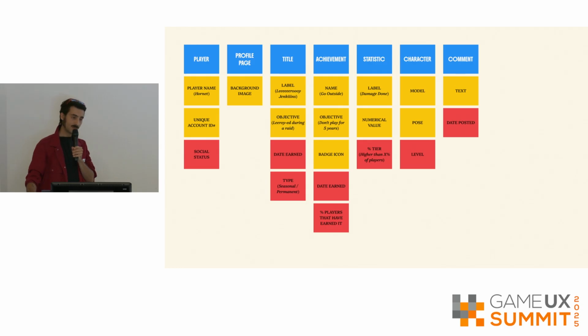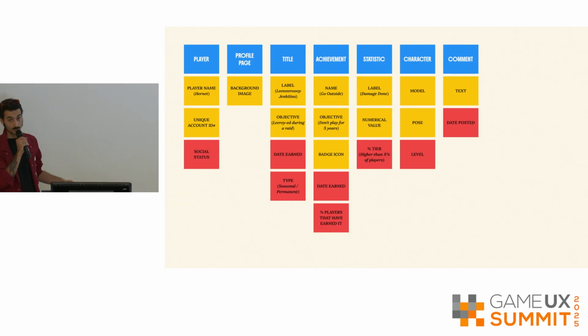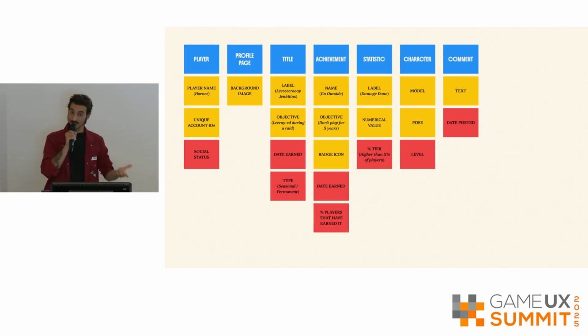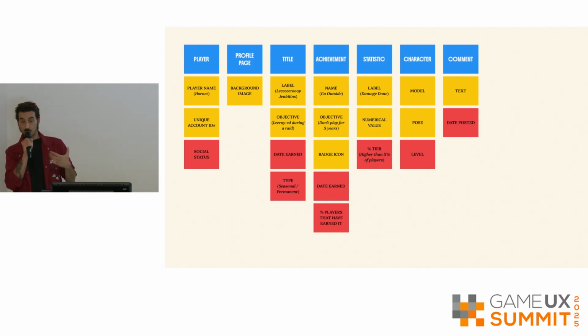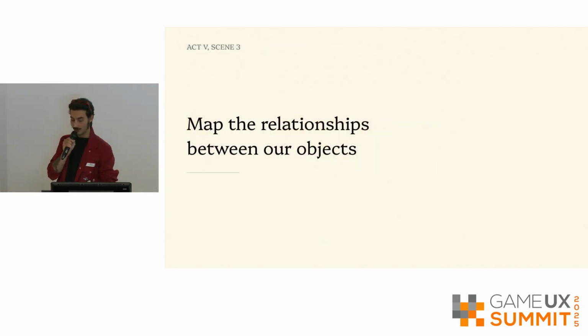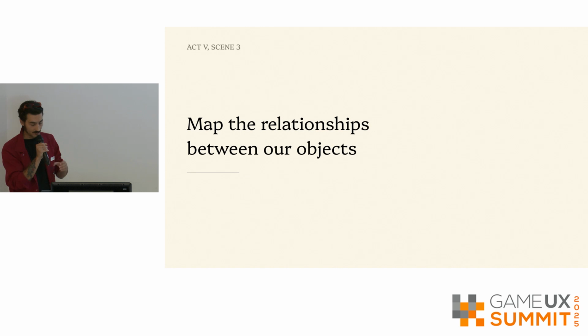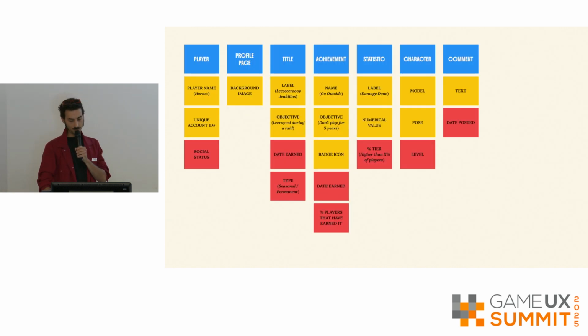Now, do consider that these objects do not exist in a vacuum. They populate the same system, which means that they probably have relationships between them. They relate to one another. So next we need to map those relationships. And let's go back to our stickies, now defined like this. This is where things get real fun, at least for me.